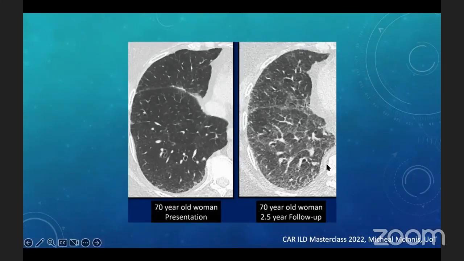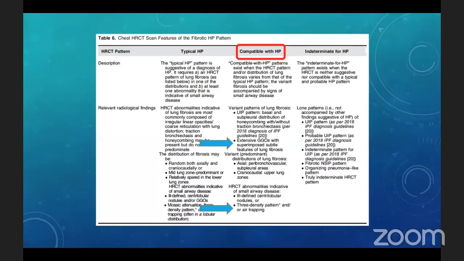What do we see now? We see ground glass opacities. There are patchy ground glass opacities, and the background lung is really heterogeneous. So it was very minimal interstitial changes, and now it has developed into hypersensitivity pneumonitis. And we can see there is a better appreciation of the traction bronchiectasis now compared to before. So this is a fibrotic hypersensitivity pneumonitis compatible pattern.